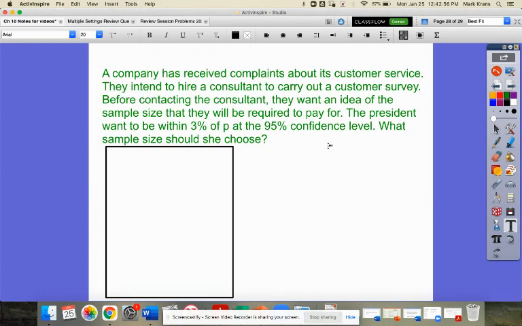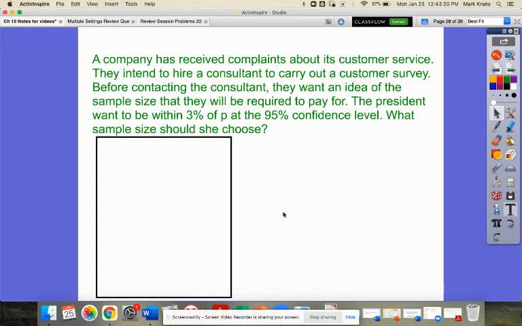So a company received complaints about its customer service. So they're going to hire a consultant to carry out a customer survey. Before they contact the consultant, they want to know how big of a sample size they will need to pay for. And so the president of this company wants to be within 3% of rho at the 95% confidence level. What sample size should she choose? So we want to look at this right here.